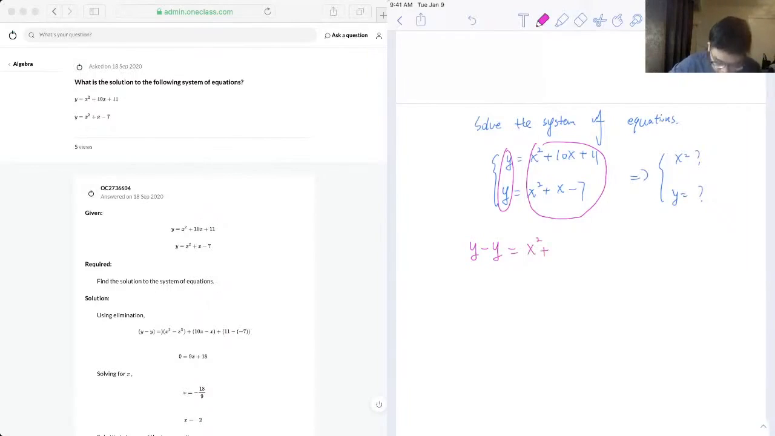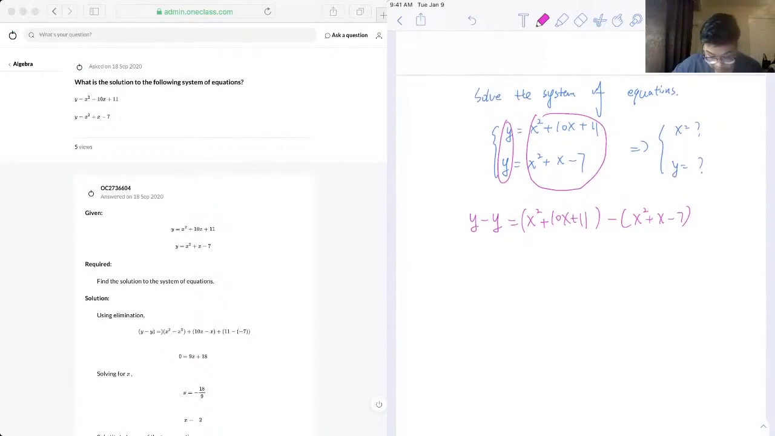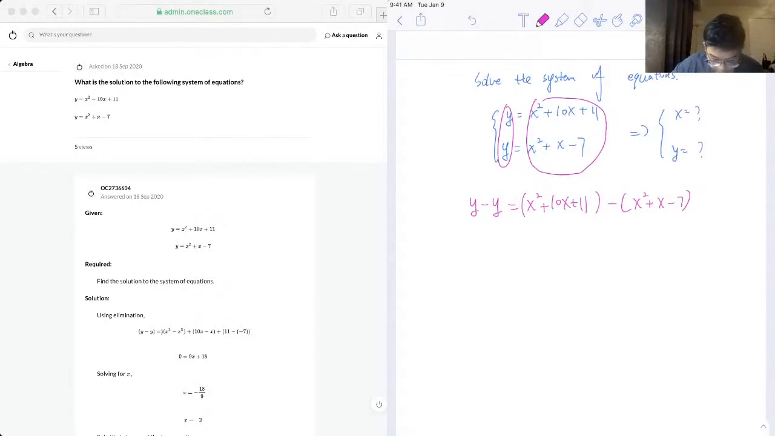plus 10x plus 11. We just copy down whatever is there, minus x squared plus x minus 7. Just remember, because there's a subtracting sign, we put the second part of the equation into brackets. So we have y minus y, which is 0, and now we can get rid of the bracket.